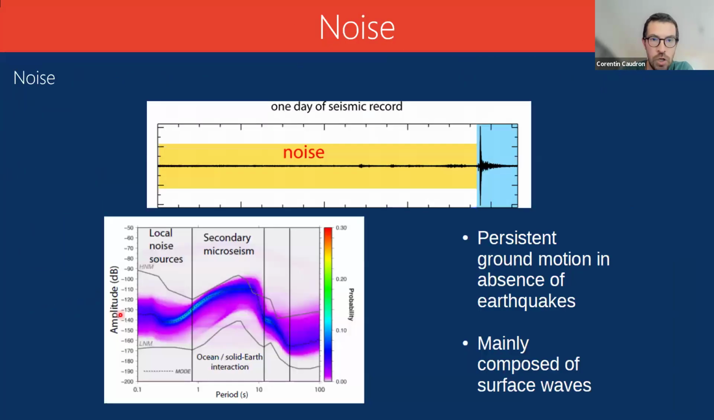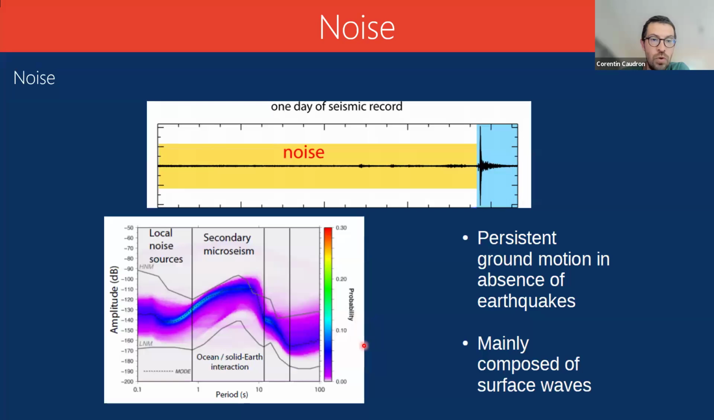So what is noise? Noise is anything but earthquake. So the noise is actually what you have most of the time on your seismograms, on your seismic velocity on the y-axis. So 95% of the time you will record some noise. And then sometimes you have an earthquake in blue here.